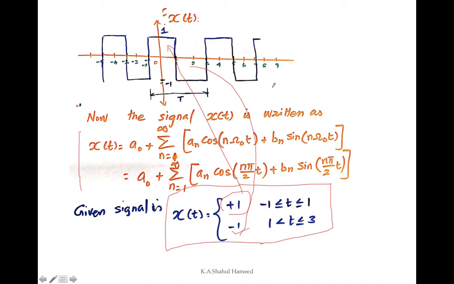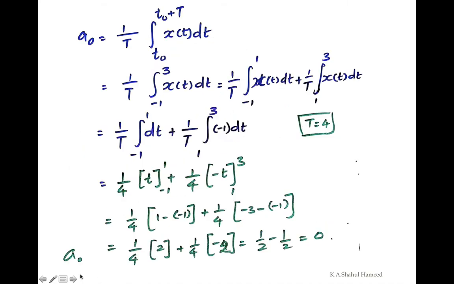So this is the mathematical expression of the given waveform, that is a portion of the waveform, and the same thing repeats over each and every time duration. So it has a positive side and a negative side. Positive side over the duration minus 1 to, sorry, minus 1 to plus 1, and negative part from 1 to 3. Now first we are going to start with a naught.